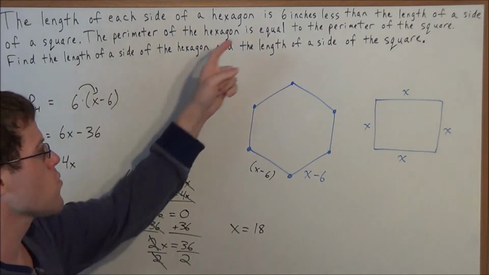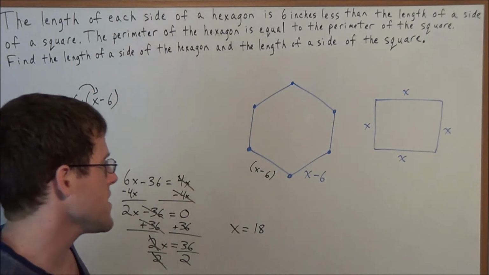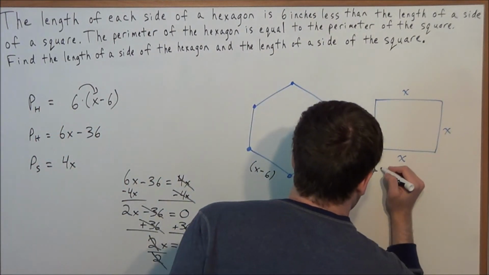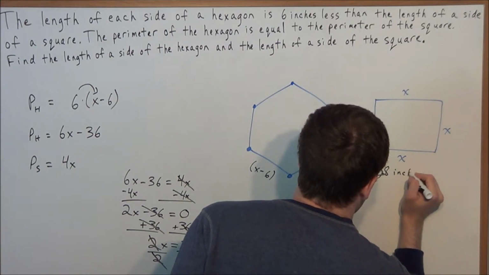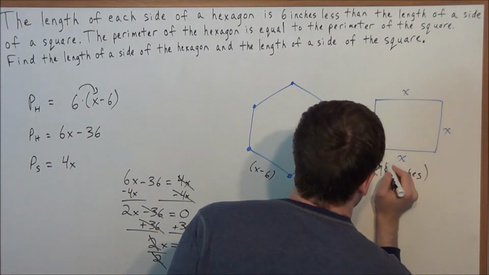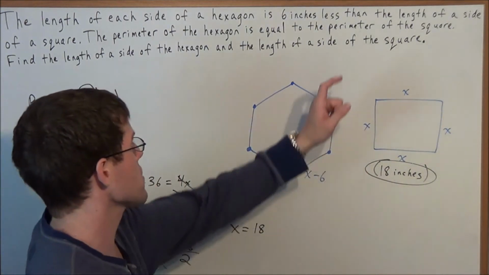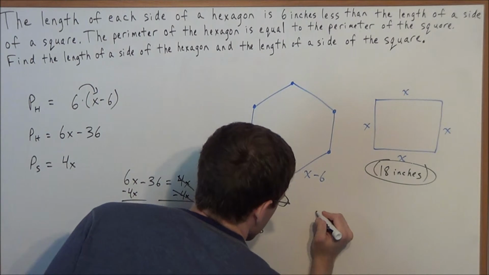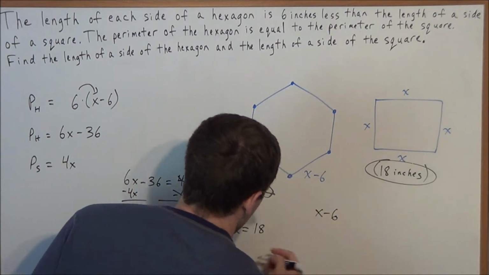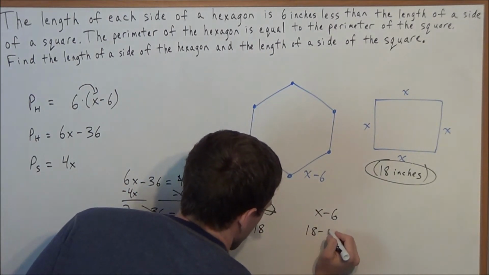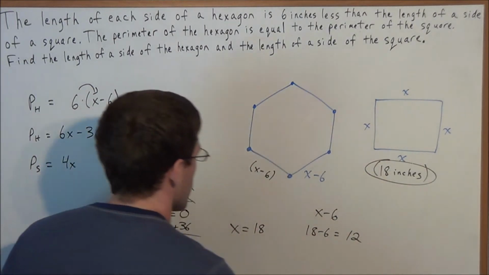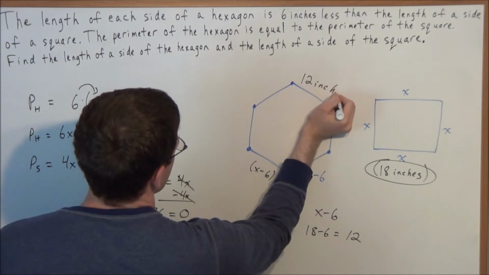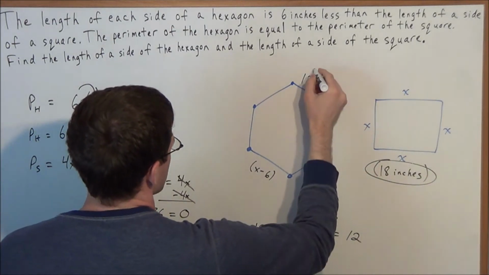But now remember, this problem was in inches, so we have x equals 18, and we're going to write that the length of each side of the square is 18 inches. So this is one part of our answer, 18 inches for the length of the side of the square. And now the length of the side of the hexagon would be x minus 6. So we're going to plug in x equals 18, and we have 18 minus 6 equals 12. So each of these sides has a length of 12 inches, since they are 6 inches less than the length of the side of the square.